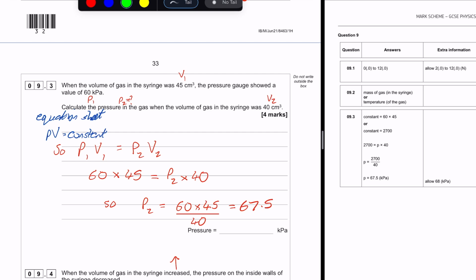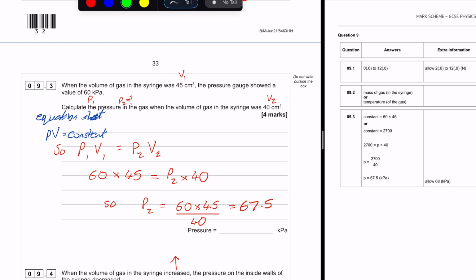So if we read the question, it says when the volume of gas in the syringe was 45 centimetres cubed, so I've called that V1, the pressure gauge showed a value of 60 kilopascals, so 60,000 pascals. So I've called that P1. Okay, so we've got V1 and P1. So if we multiply 45 and 60, we will get our constant. But to save time, I've just said P1 V1, so that constant, equals P2 times V2.